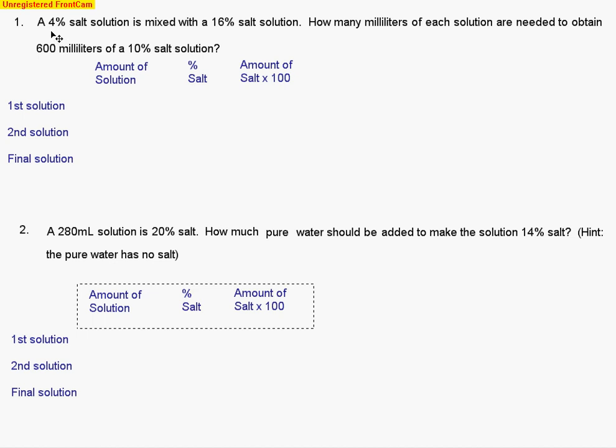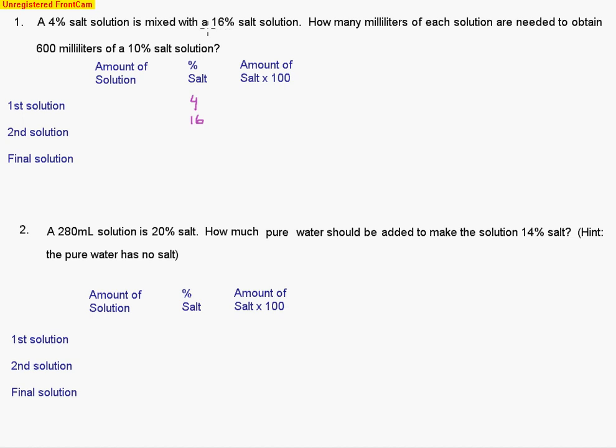If you look at it, it says a 4% salt solution is mixed with a 16%. So those are two different solutions. We don't know the amount, but we do know the percent of salt of the two different solutions, and that's what we're going to write in first. So I'm going to start with my 4% for the first solution, and then I also have a 16% for the second solution. And that's what it says right up in the first sentence.